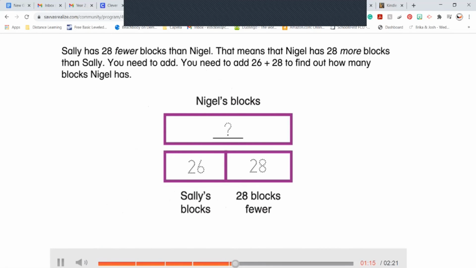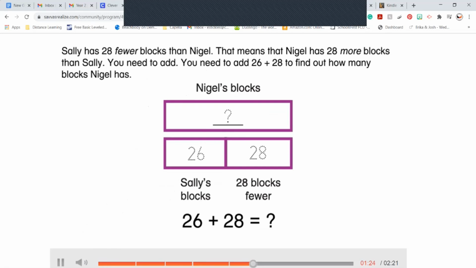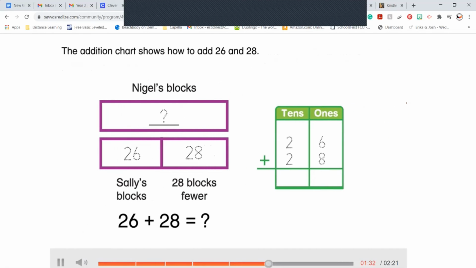Sally has 28 fewer blocks than Nigel. That means that Nigel has 28 more blocks than Sally. You need to add. You need to add 26 plus 28 to find out how many blocks Nigel has. The addition chart shows how to add 26 and 28.